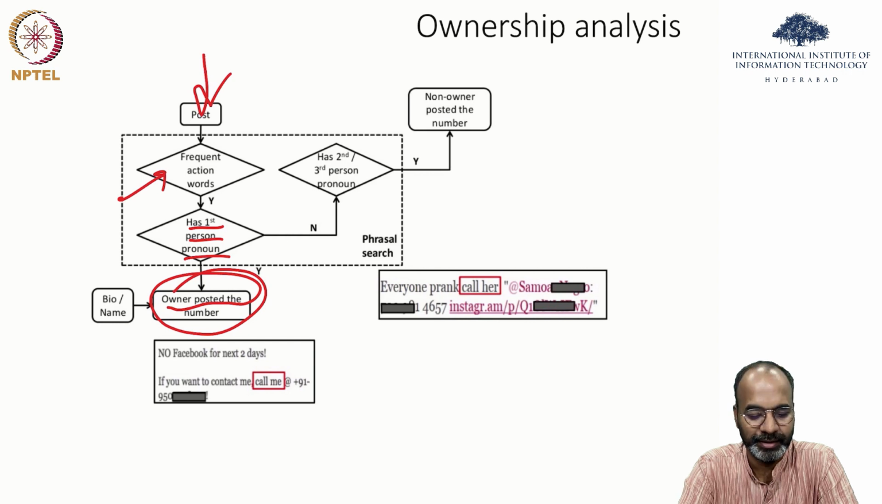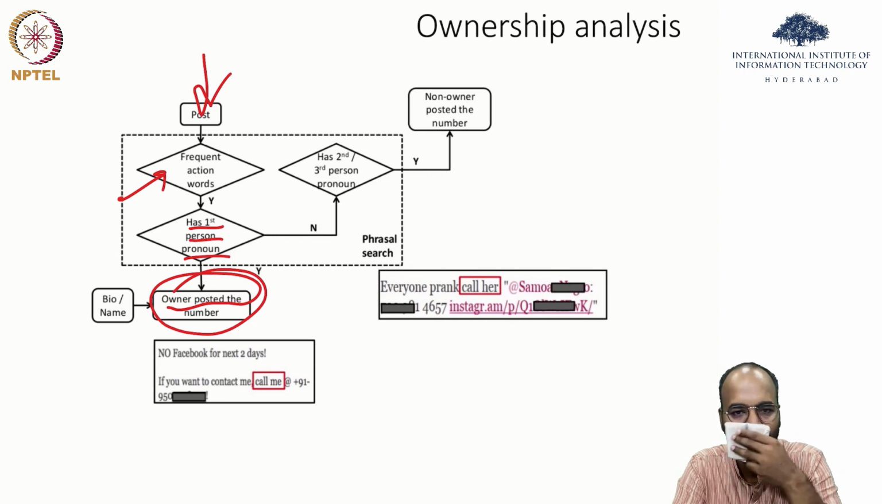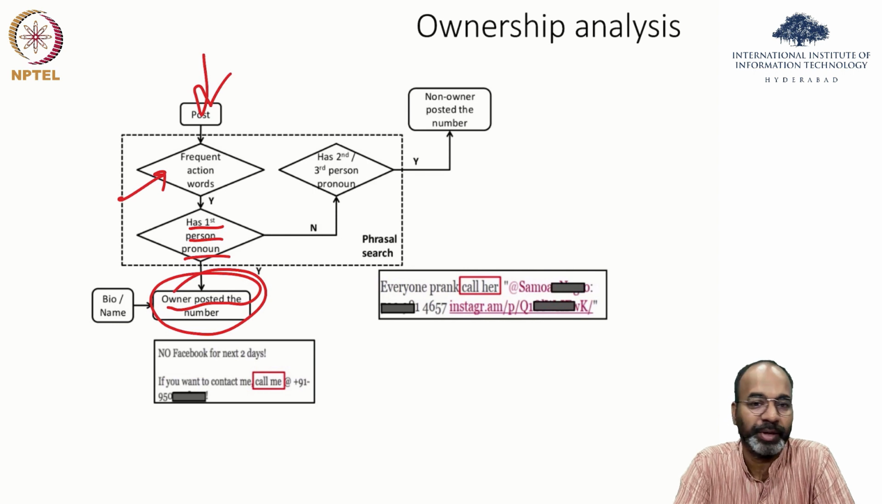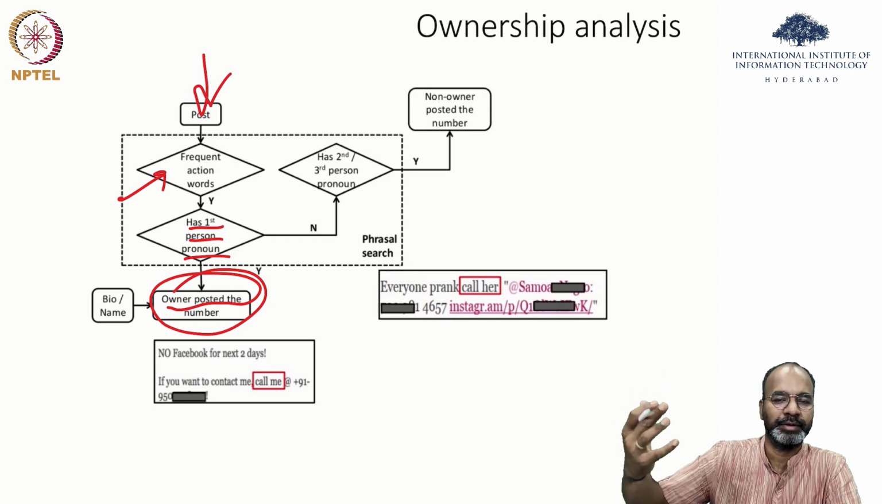And if I say, for example, no Facebook for the next 2 days, if you want to contact me, call me here. Right. If this is there, then I think it's very clear that the user only posted the number, right? Whereas look at the other example. Everyone prank call her, blah, blah, blah, and an Instagram link and the cell number. This is somebody else's number.